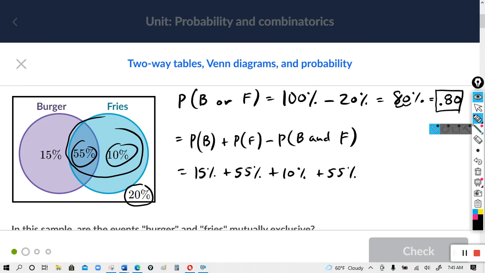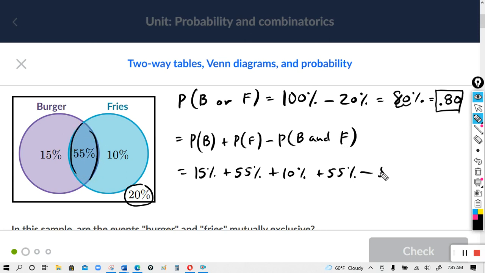Okay? But then finally, you have to subtract the probability of both where they overlap. So this is the overlap here. You have to subtract 55%. Okay? That's because you wind up adding it twice. So 55 minus 55 cancels. That's just 0. 15 plus 55 is 70, plus 10 is 80%.